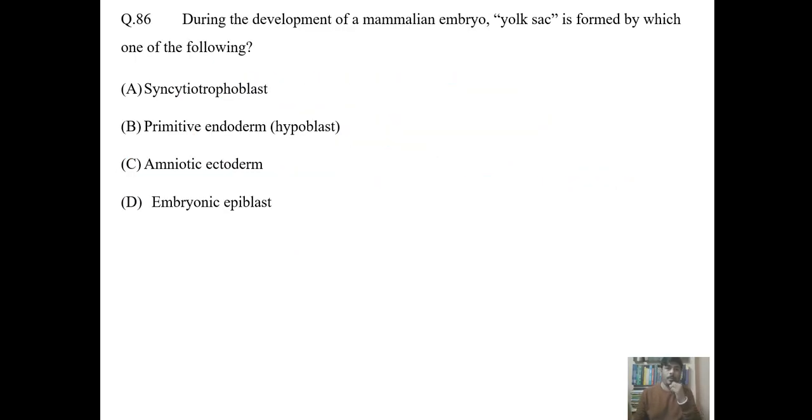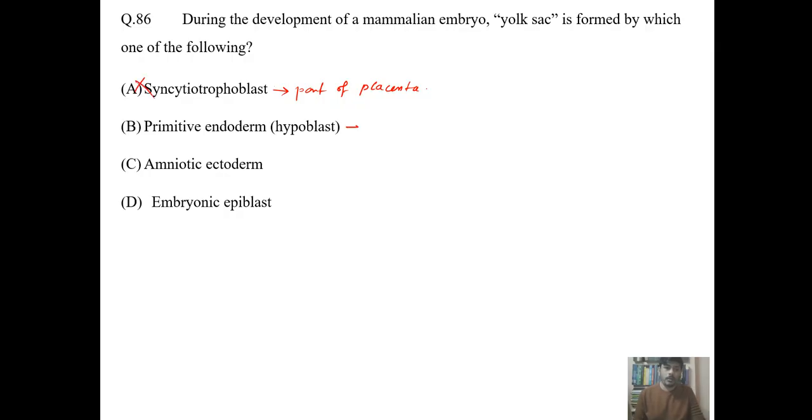During the development of a mammalian embryo, the yolk sac is formed by which one of the following? Now, if we see the options one by one, syncytiotrophoblast actually forms part of the placenta, so it is not correct.